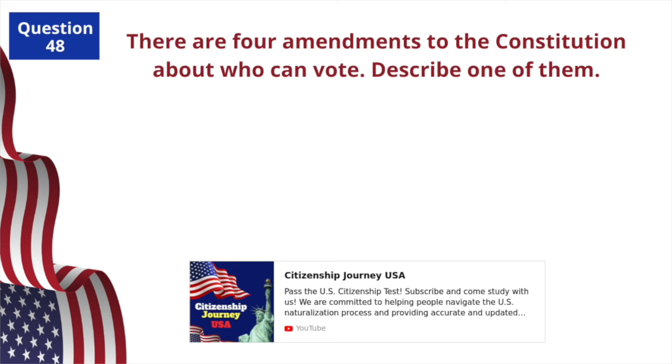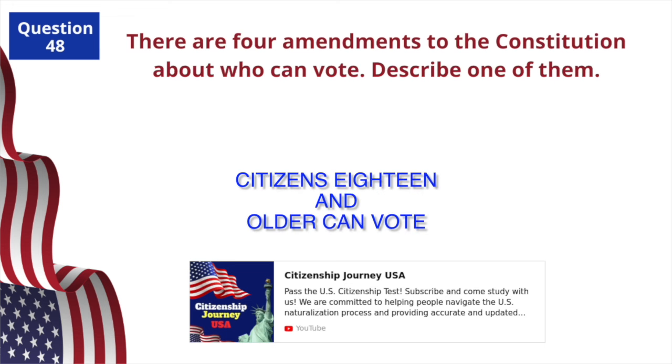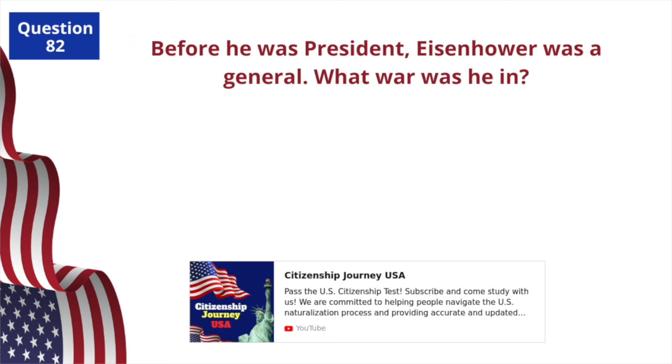There are four amendments to the Constitution about who can vote. Describe one of them. Citizens 18 and older can vote. Before he was president, Eisenhower was a general. What war was he in? World War II.